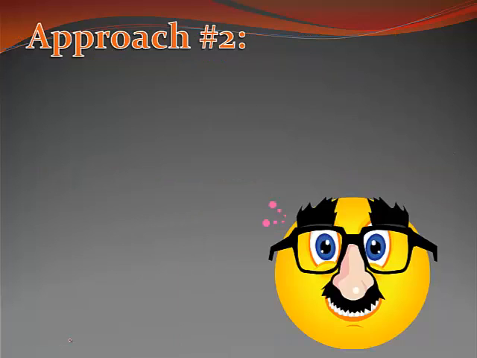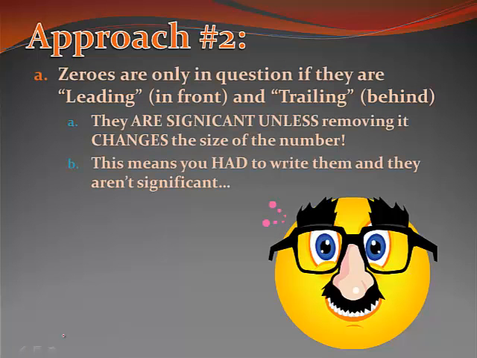So here's the second approach that I can give you after you look at all the rules of 0. And here's the way I say it: zeros are only in question if they're leading, i.e. in front, or trailing, meaning that they're behind. And they can be counted as being significant unless, if you take the 0 away, it changes the size of the number. If you take the 0 away and it changes the size of the number, it means you had to write them and they're not significant. So really, this is just another way of saying that the only number that's not significant is a number that's just a placeholder.